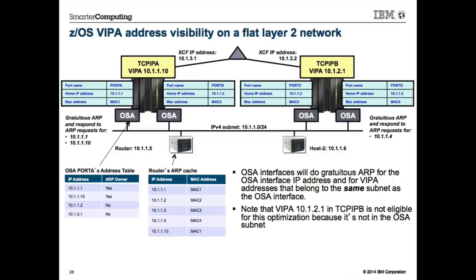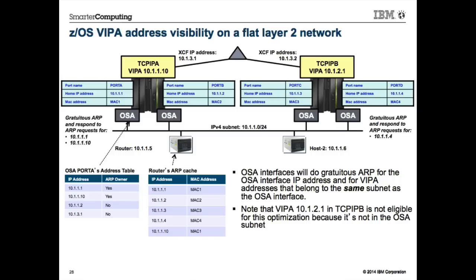Well, if we animate a little bit, what happens is the stack on the left registers to the OSA that VIPA 10.1.1.10 is on this host. And so the VIPA says, okay, I'll pretend that IP address is on me. So that OSA will do a gratuitous ARP. The OSA on the left will do a gratuitous ARP, and it will also respond to ARP requests for its own IP address, 10.1.1.1, as well as the VIPA, because the VIPA is in the same subnet.